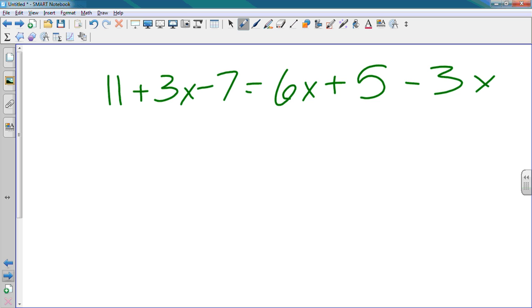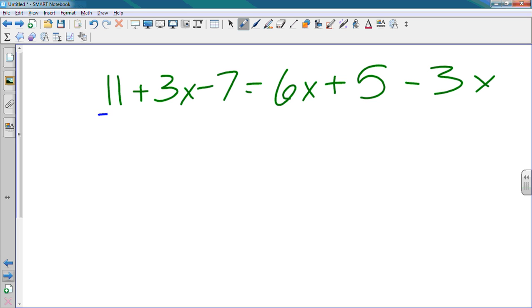Now, I'm locating my variable, step 1. Okay, I have a 3x, and then 6x, and I have a minus 3x. I can combine like terms on both sides. I found the variable, but look at the numbers attached to the variable. I can combine like terms.